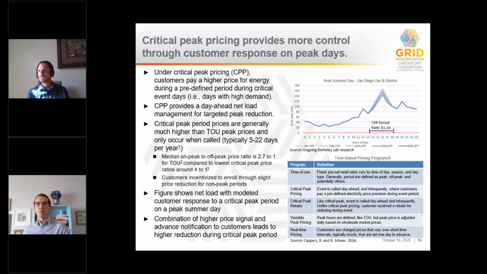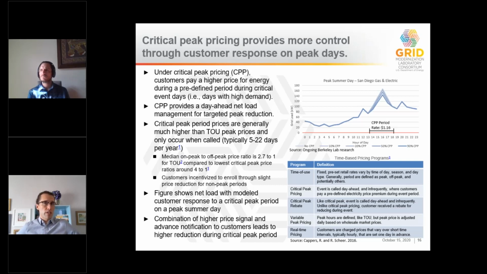For example, enrolled customers may receive a day-ahead notification, meaning the price they pay for energy the next day will include a much higher CPP period only on that following day. And they are incentivized to enroll because they receive a slight price reduction for all other times throughout the year.